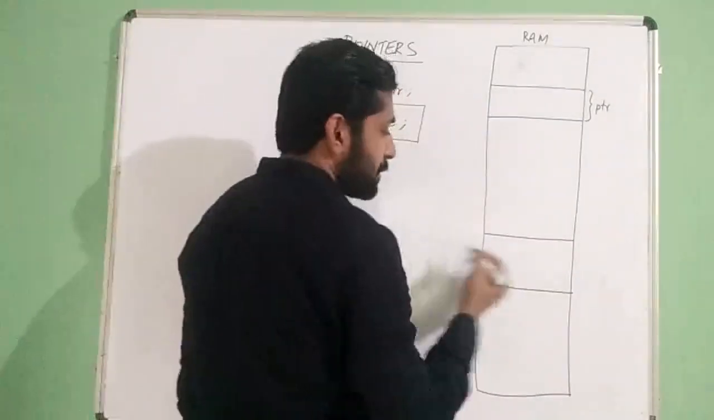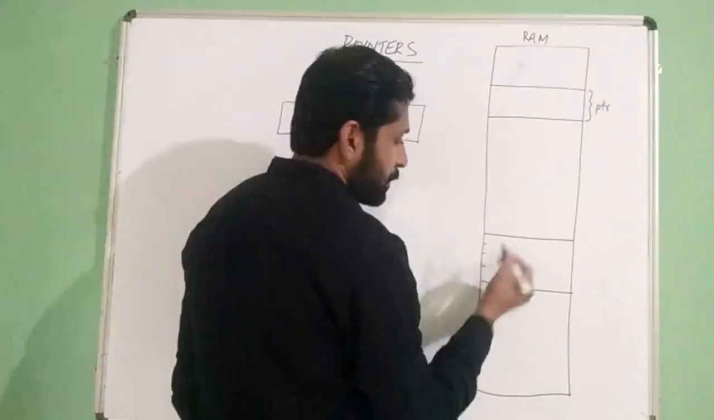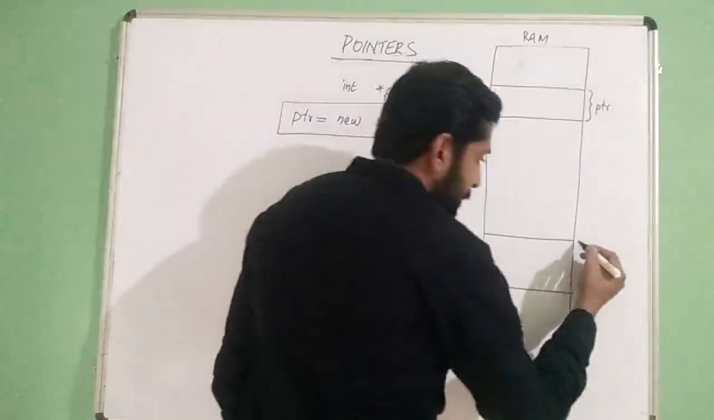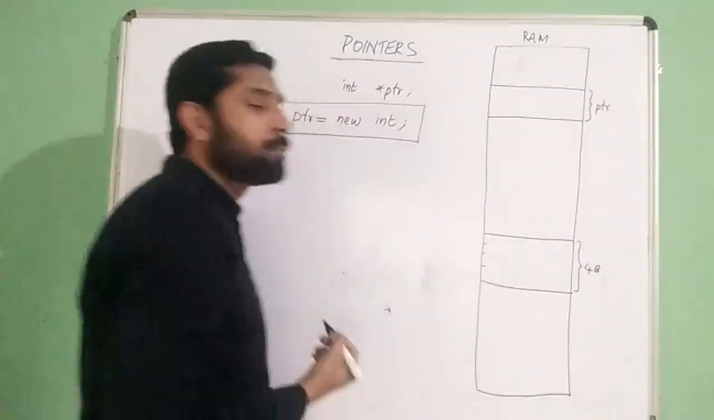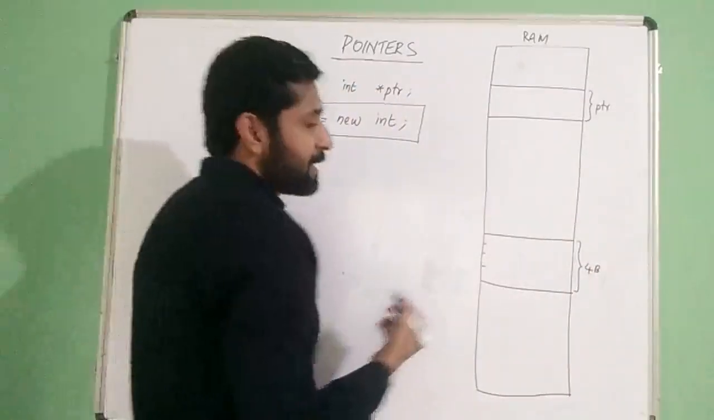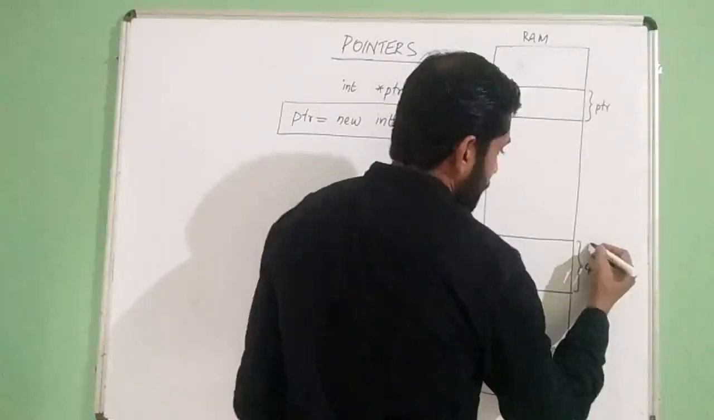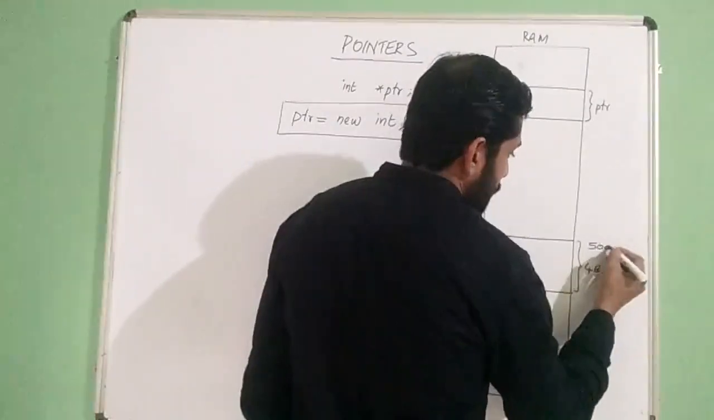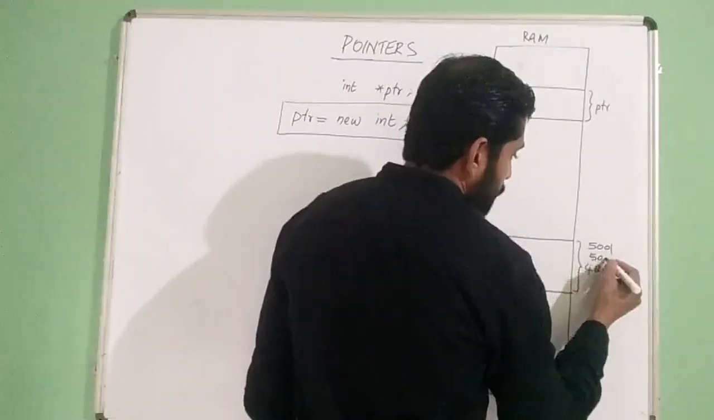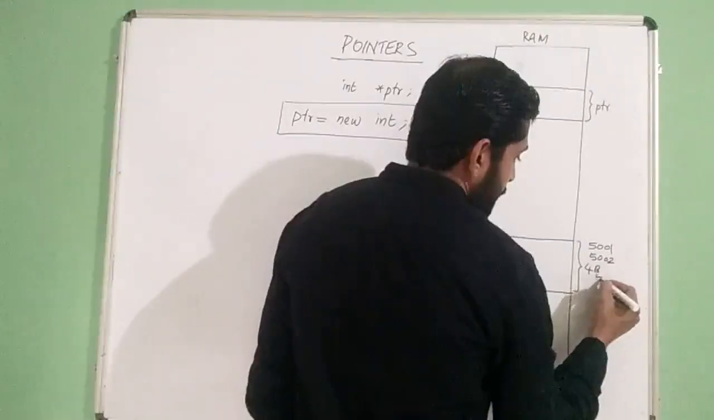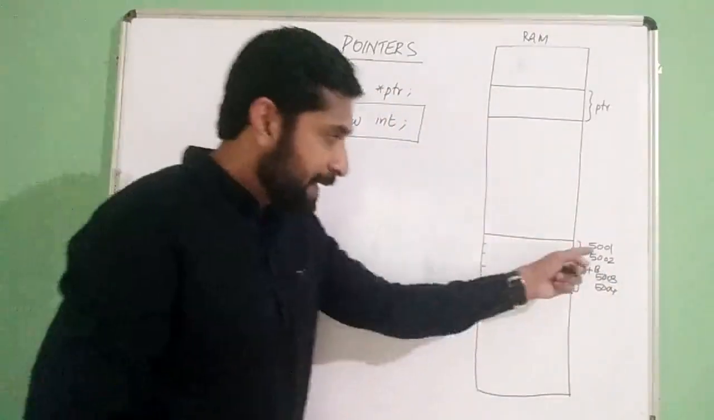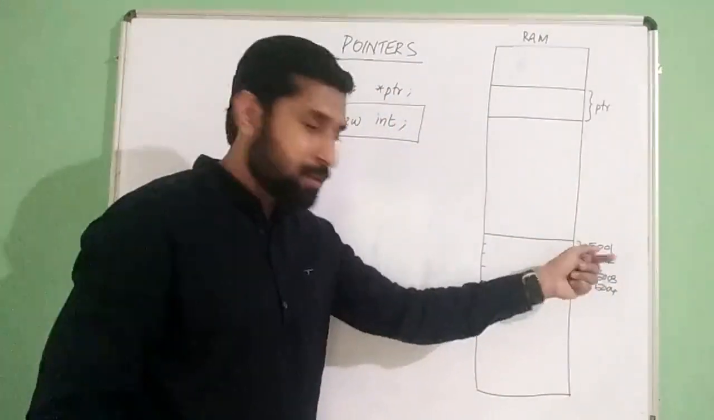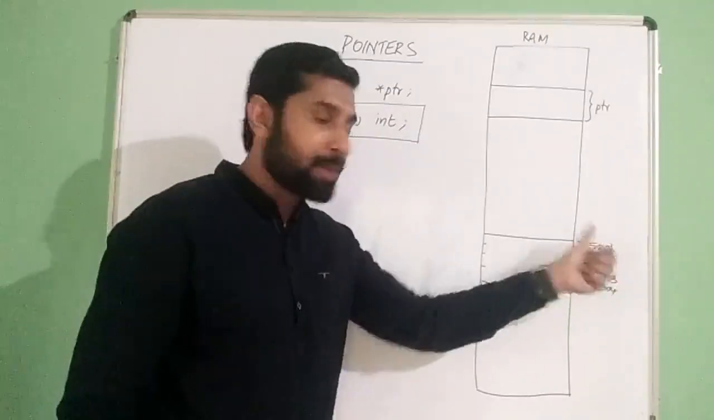4 bytes will be reserved: 1, 2, 3, 4 bytes. 4 bytes will be reserved. Suppose this has an address, say 5001, 5002, 5003 and 5004. 4 bytes are used. Each byte is numbered. This is the byte address or memory address.